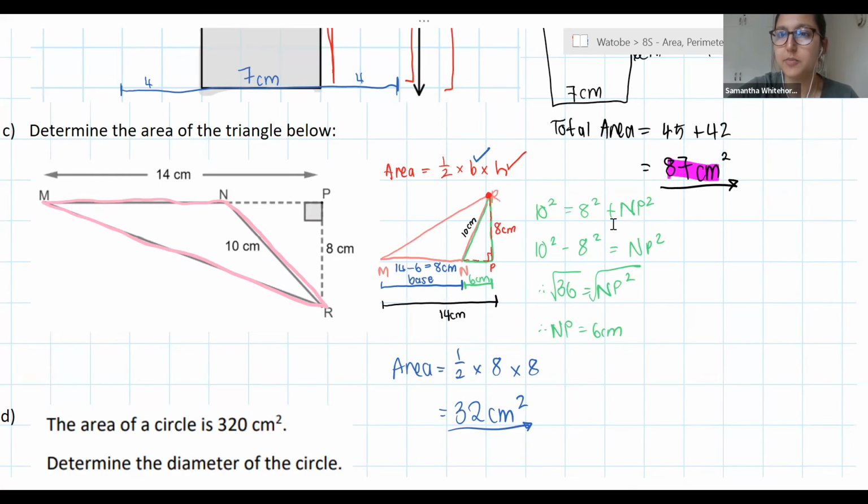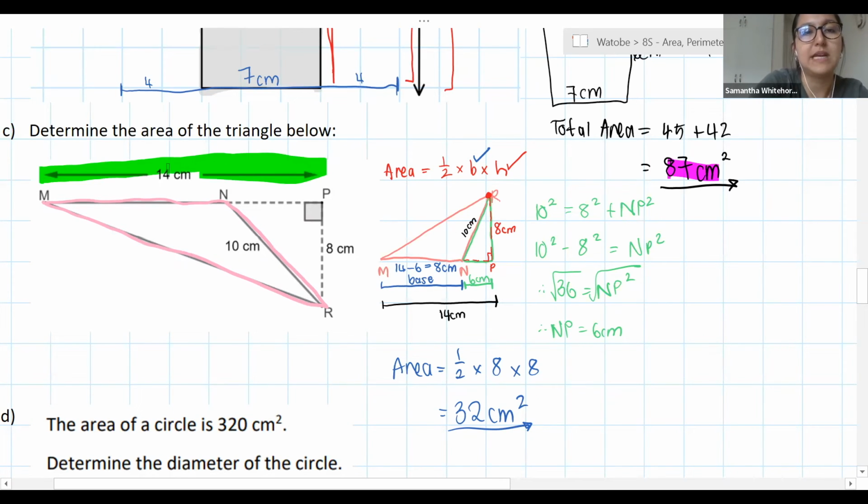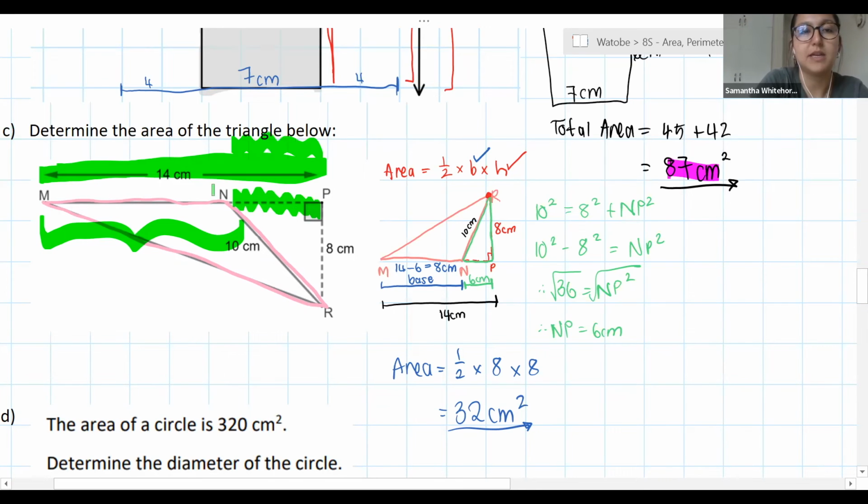I can see Lolita's hand is up. Lolita, do you have a question? Yes, ma'am. I just wanted to ask why we subtract 14 from 6. Okay, so we subtract the 6 from 14 because the 14 is the whole length. If we go back to the original triangle, the whole bottom length here is 14 centimeters. I only care about the length from M to N. So once I have NP's length, if I subtract it from 14, I'm going to get MN's length, which is what I want for the base.